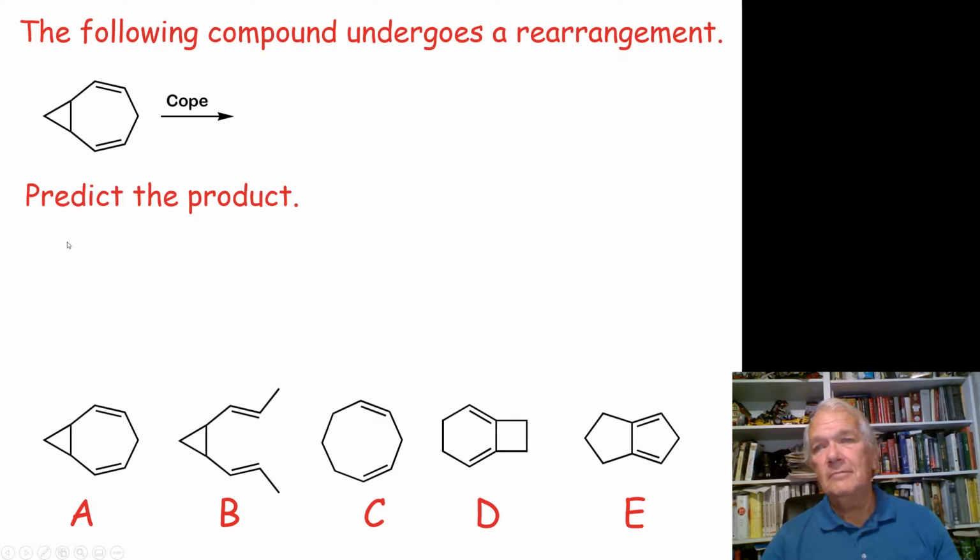Okay, what's the product? Well, of course, if you do the arrows, what do you get? You get the same molecule pointing the other direction. It's A. So that's pretty bizarre. This molecule is symmetric in the sense that it doesn't Cope, it just interconverts two forms.